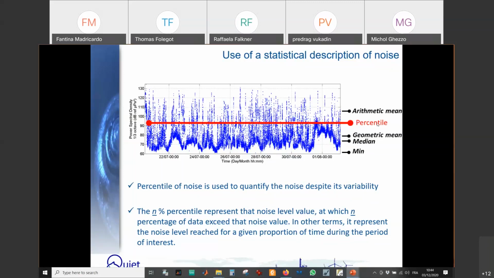So it's very important to understand that percentile, also because it's a very convenient way to represent the sound on maps. And every map that is going to be produced in the project is in percentiles. So it's always a level that's given by the color of the map for a certain amount of time during the period.